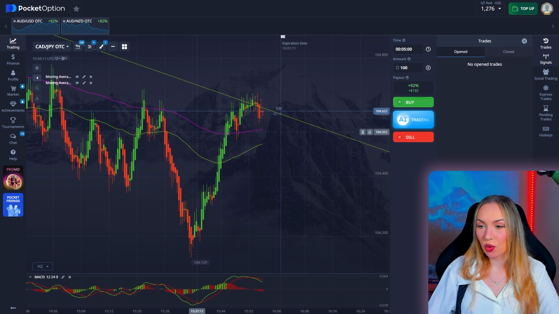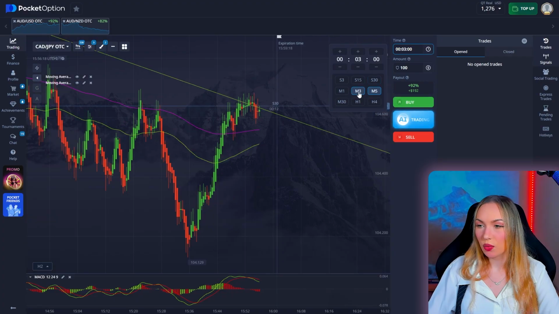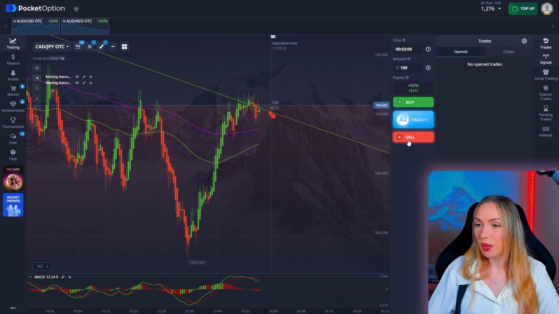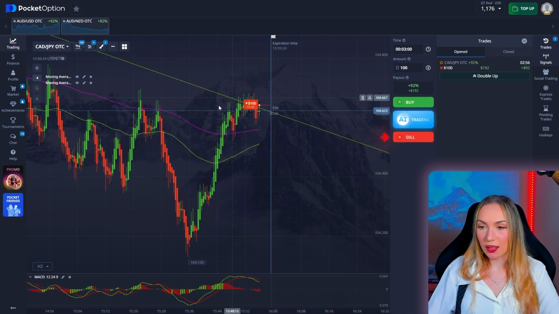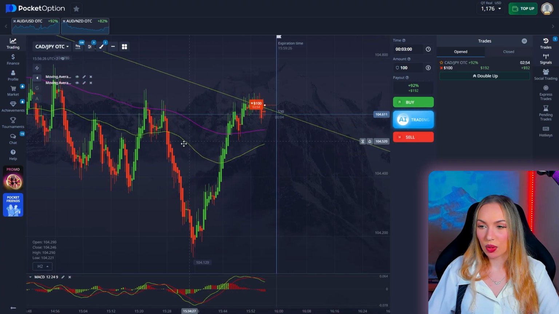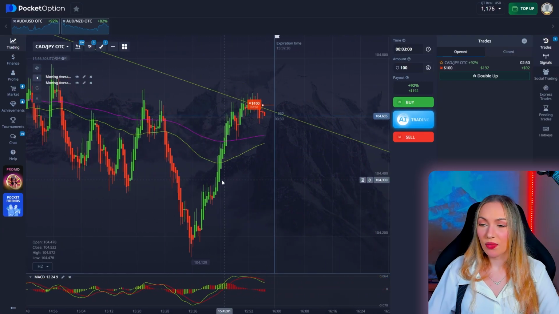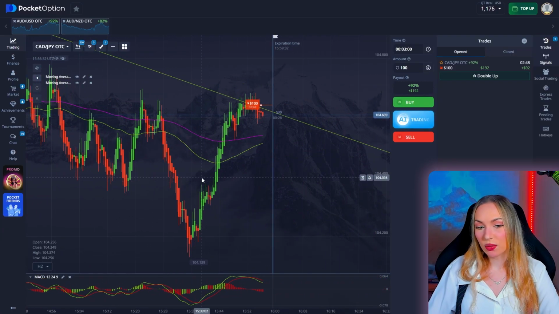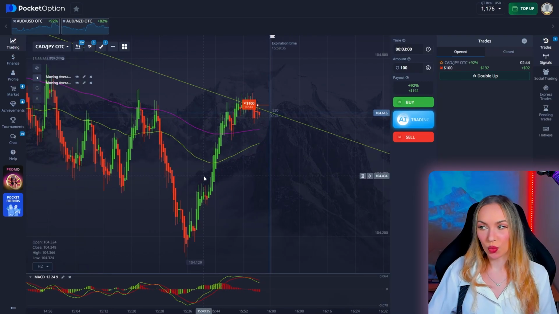CAD-JPY formed a signal to open the trade in the downward direction. The price right now is touching the resistance, and I want to open the trade for 3 minutes in the downward direction because I think that the price here is moving quite fast. So 3 minutes will be just enough, and I think if I open for 5 minutes, there is a big chance that we will get into correction, and we don't want that.